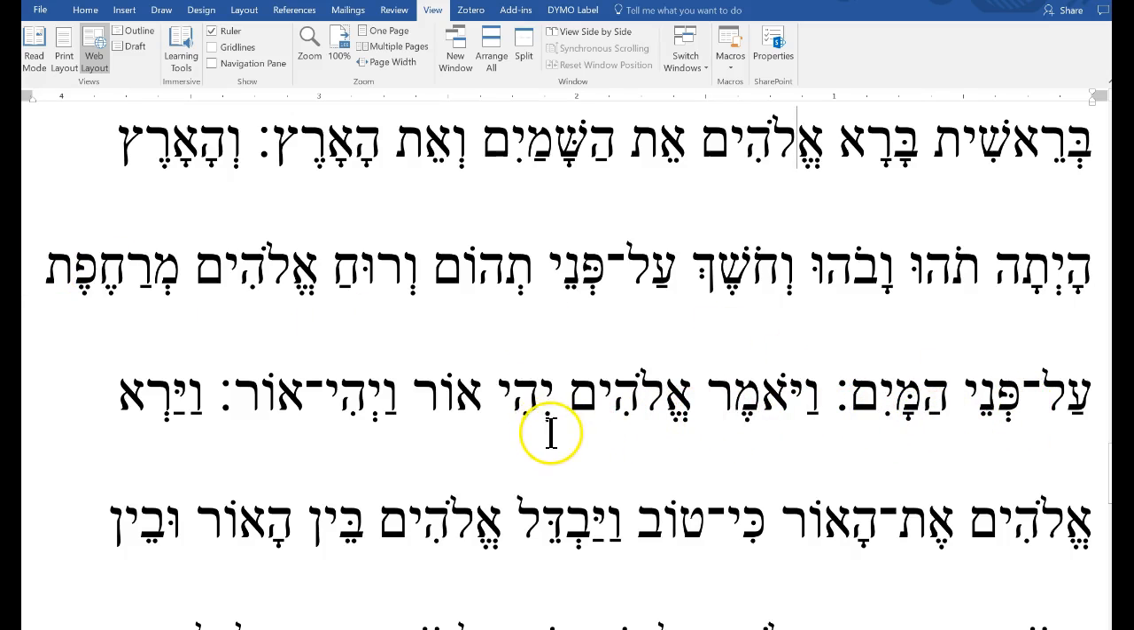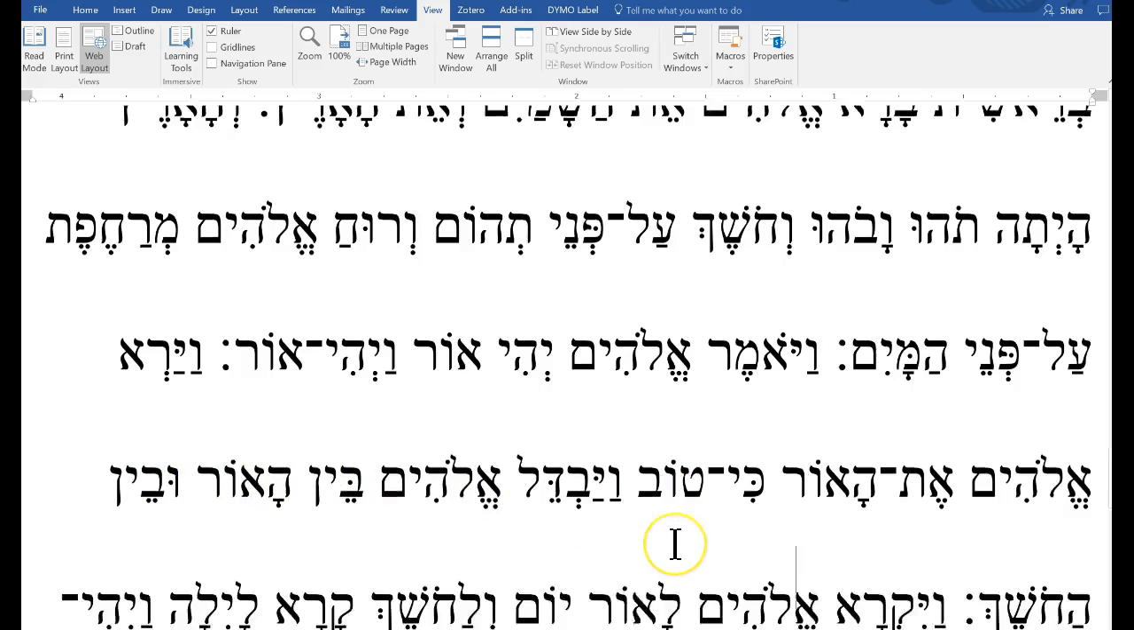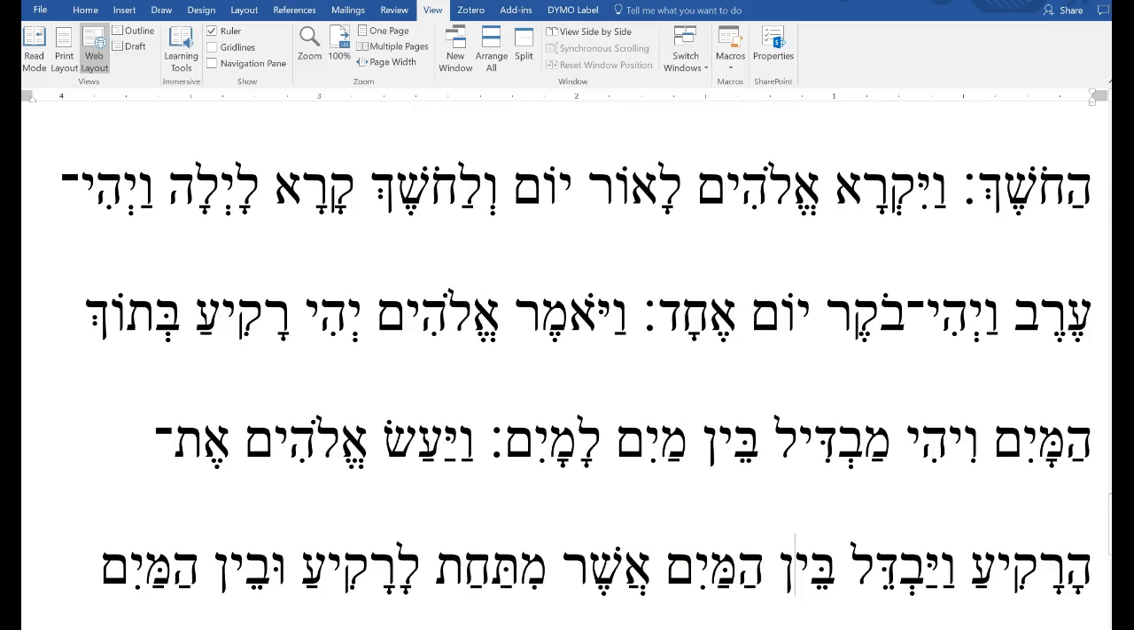Vayomer Elohim yehi or, vayehi or. Vayar Elohim et ha'or ki tov, vayavdel Elohim bein ha'or uvein hachoshech, vayikra Elohim la'or yom, velachoshech kara layla, vayehi erev, vayehi voker yom echad.